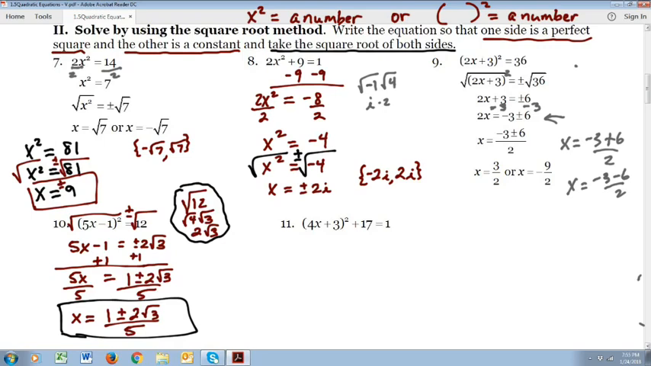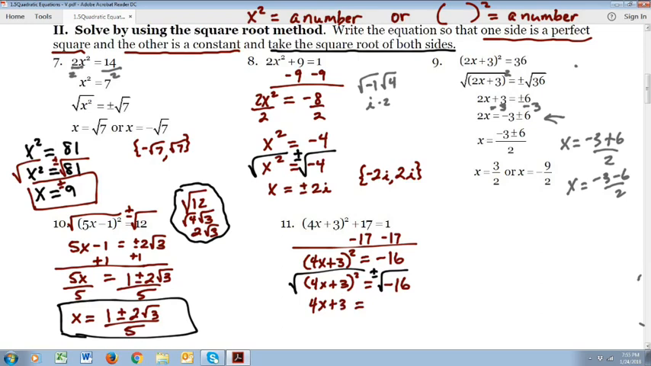Let's look at number 11. So notice in this one it's a lot like the last two we did, but we need to get rid of that 17. Remember what I said at the top here, we want our expression squared by itself, or in the earlier problems it was just x squared, and we want everything else on the other side, on the right. So in this case, let's subtract 17 on both sides. We have 4x plus 3 squared equals -16. We're going to take the square root of both sides.